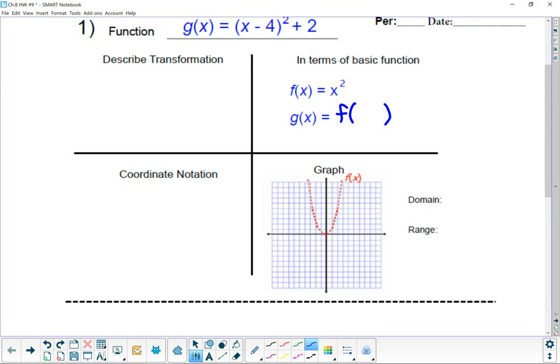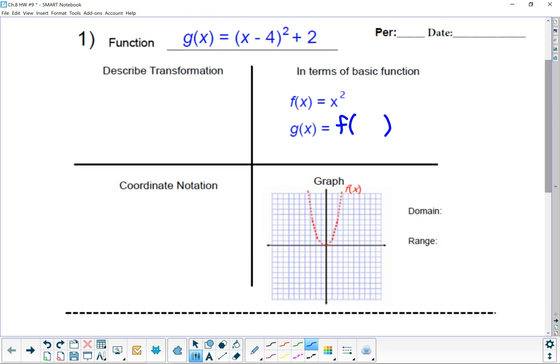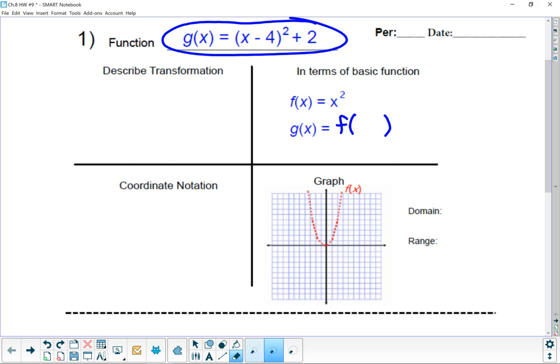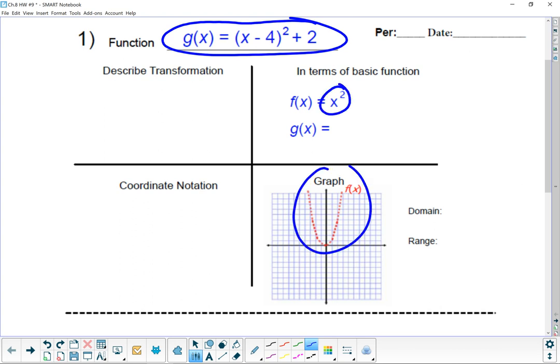All right, so the first one is the g of x function. You don't know what it's going to look like up here, but g of x is going to be in the form of f of x, and this is the graph of f of x down below. That's the graph of f of x. It's x squared, and x squared looks like that. So we need to write the function g of x in terms of f of x.